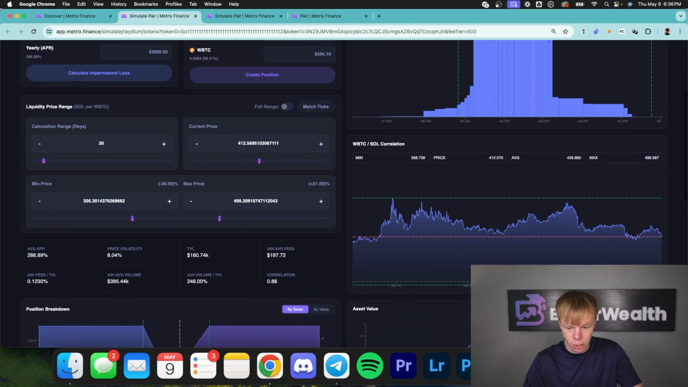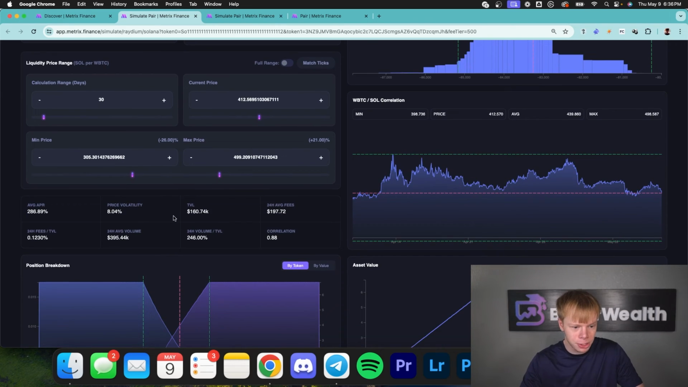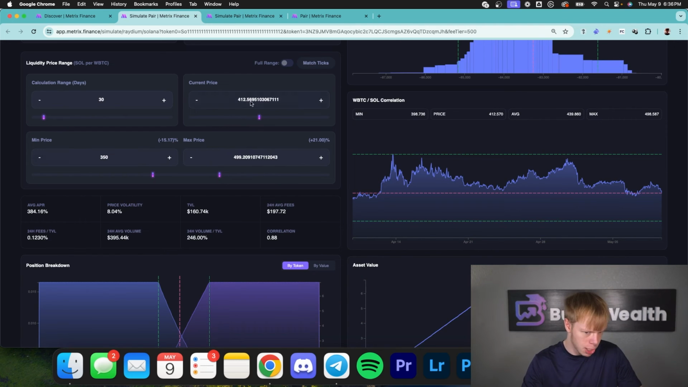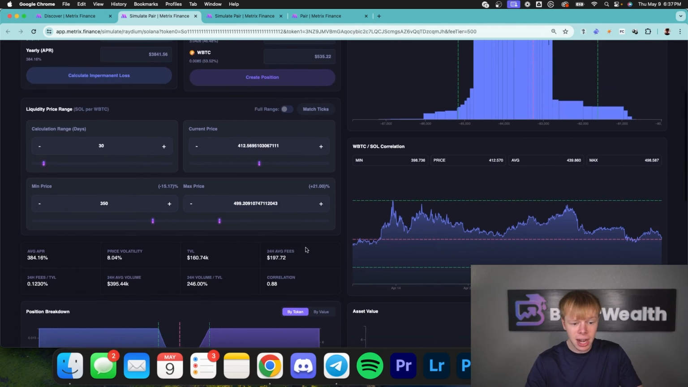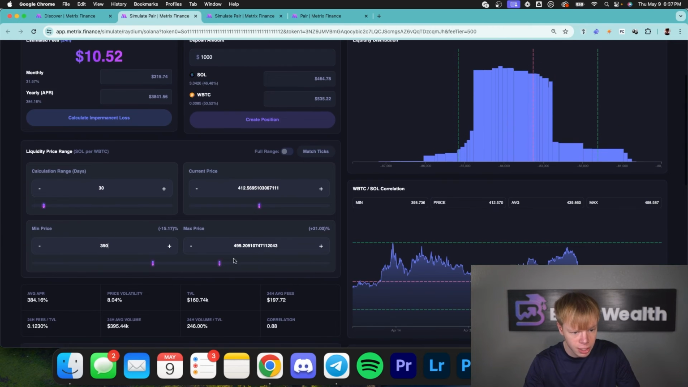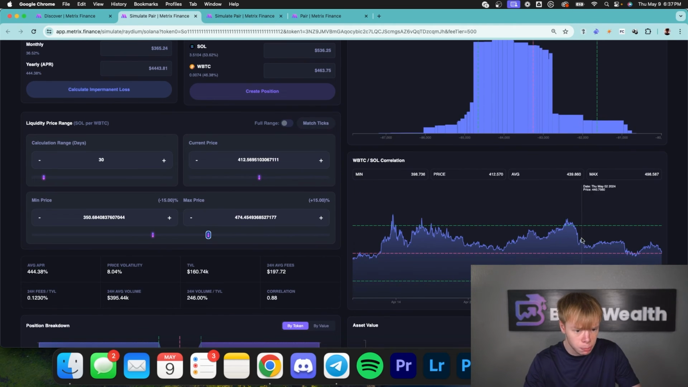But if I put my price all the way down here, that's pretty far out. So I'm going to bring that up to something like 350. Keep in mind current price is about 410. And then I'm going to adjust my max price until I get to that proper ratio. So I'm going to bring this down a little bit. That's going to get me roughly 53% Sol. And I don't want to bring it down too much. In this scenario, this is probably good.